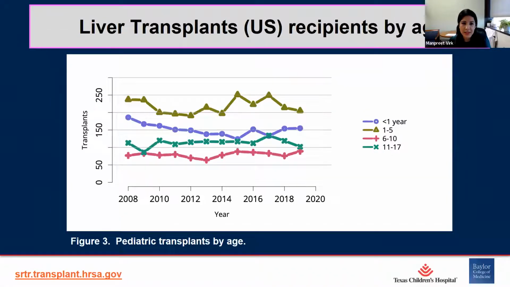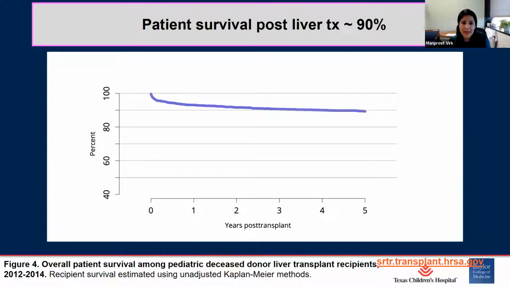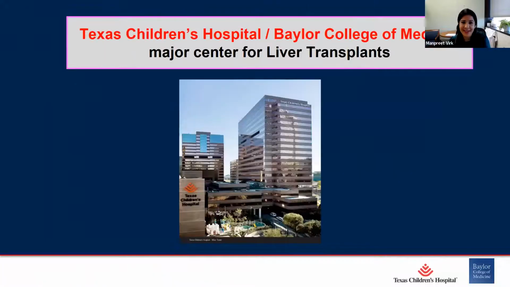Now, this slide shows the actual liver transplant recipients in the US divided by age over the past couple of years. Again, same time group since 2008. And then the highest number is in the age group less than 1 year, and then the 1 to 5 years old. This slide actually shows the patient's survival post-liver transplant, about 5 years out of transplant. That's close to 90%, not yet 100%.